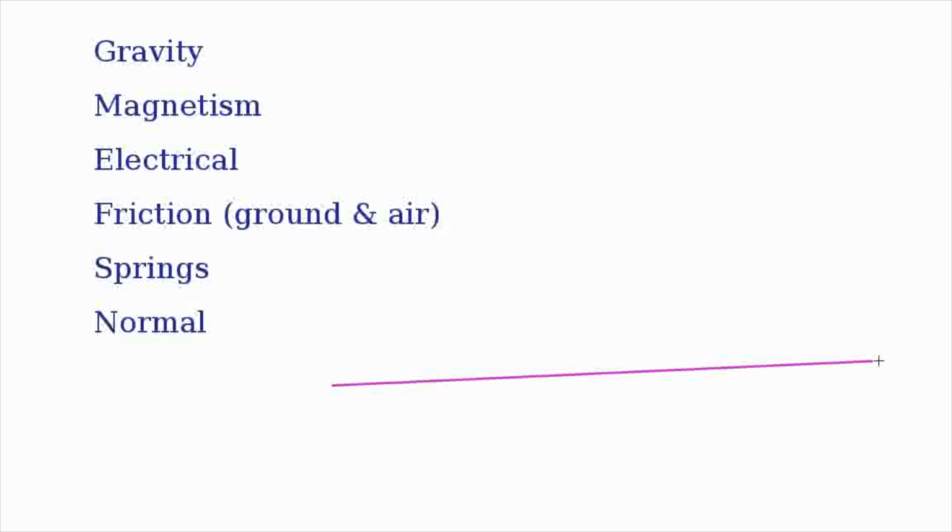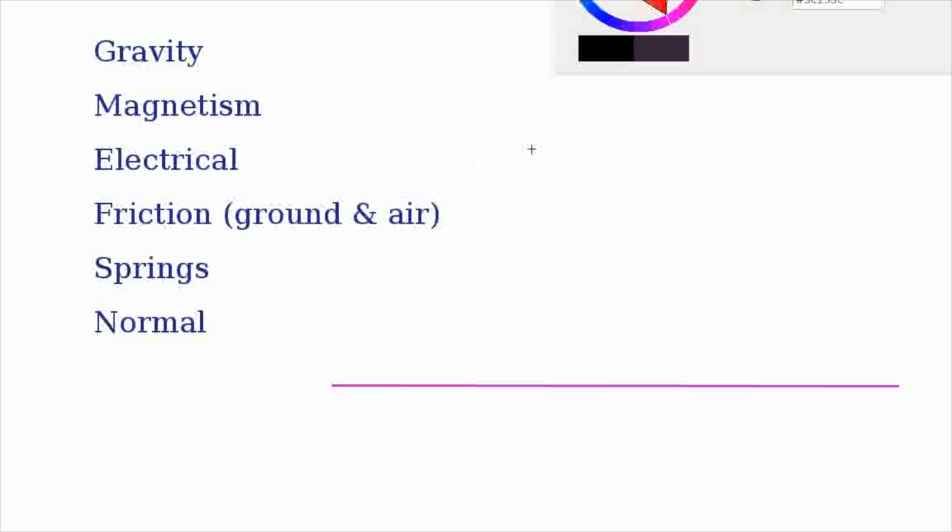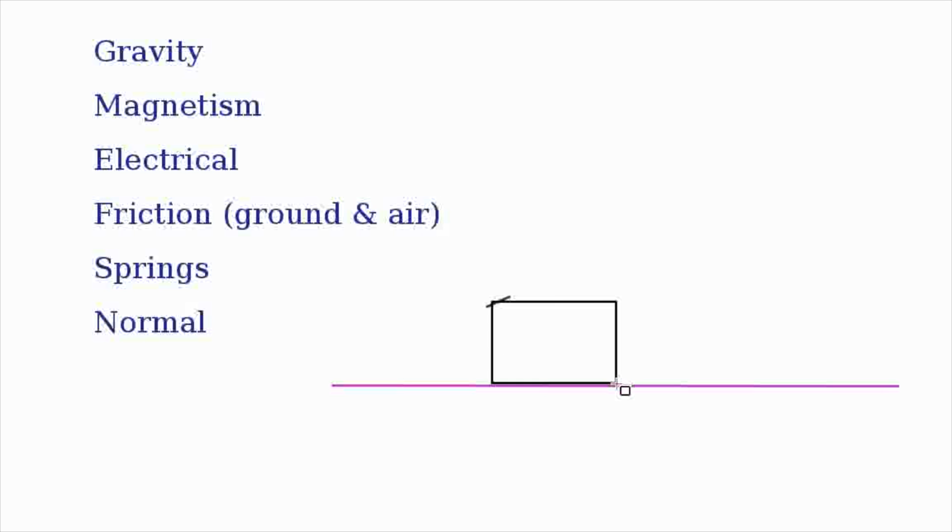If I have a surface, let me make a purple surface, and if I put a box on that surface, let me see if I can draw a box. So you have gravity straight down. I'll draw a little arrow to represent gravity. And then the normal force is perpendicular, or in other words, normal to the ground, normal to the surface. So that is straight up like that.